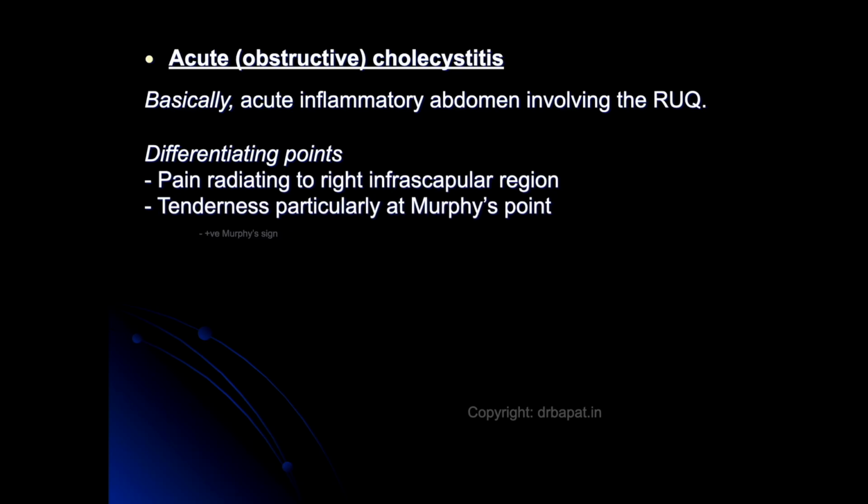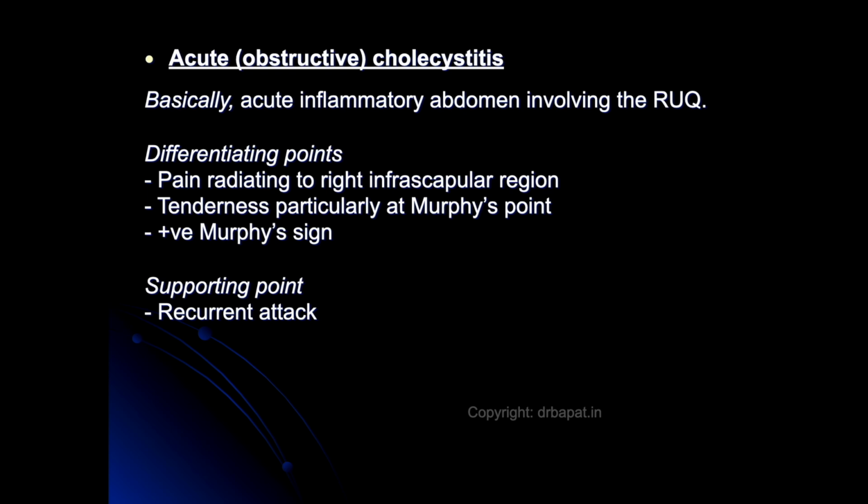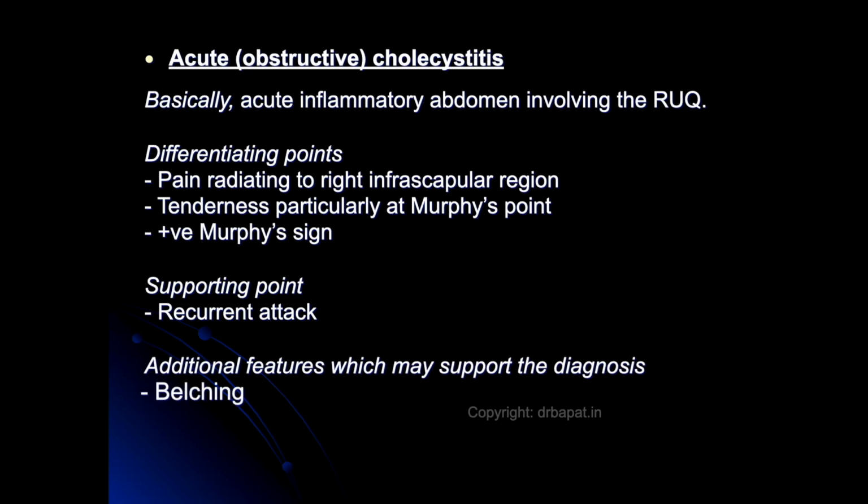And these are the differentiating points in favor of acute cholecystitis. Pain radiating to right infrascapular region, tenderness particularly at Murphy's point, and positive Murphy's sign. If the attack is a recurrent one, then it supports the diagnosis of acute cholecystitis. Belching, dyspepsia, and tender palpable mass, which may be present in about 25% cases, are additional supporting points. Dyspepsia is a scientific term. Patients describe it as indigestion.